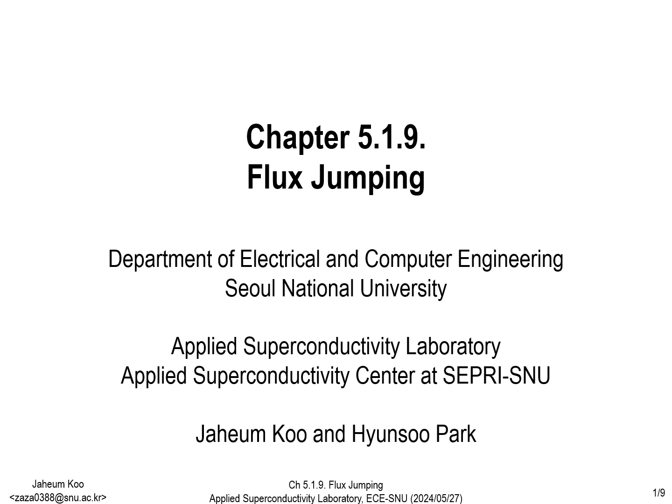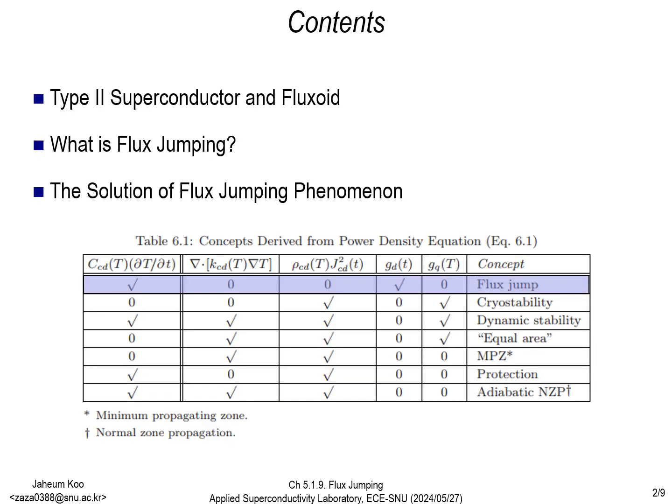Hello everyone, today we are going to talk about flux jumping. Today, we'll cover 3 key topics to explain the concepts in this lecture. First, we will discuss the concept of fluxoids, which are quantized magnetic vortices that occur in type II superconductors. Next, we will explain the phenomenon known as flux jumping. Finally, we will discuss simple solutions to address the issue of flux jumping.